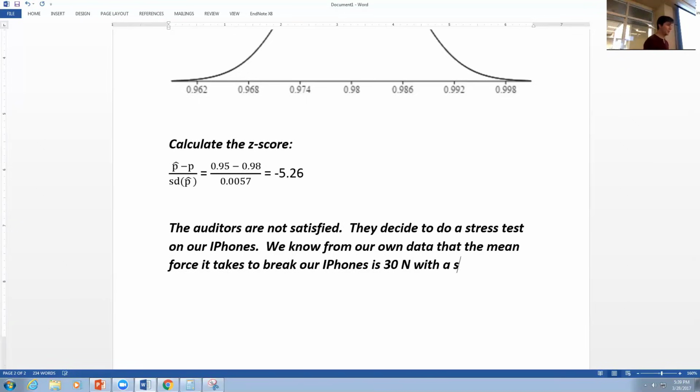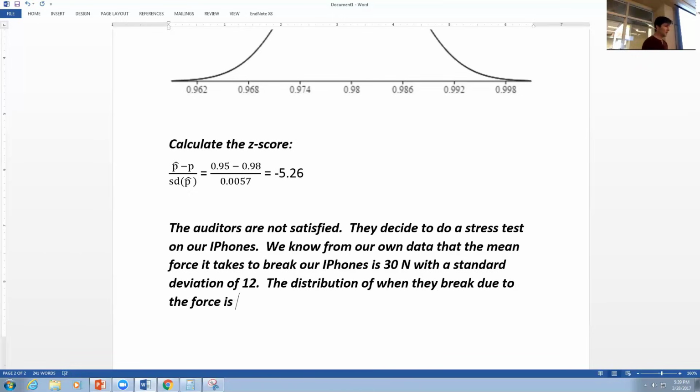With a standard deviation of, let's say, 12. The distribution of when they break due to the force is lightly skewed. They will sample, changing it to 15.